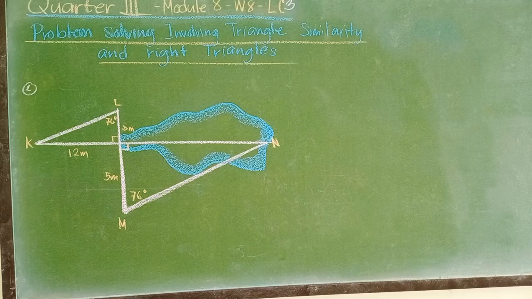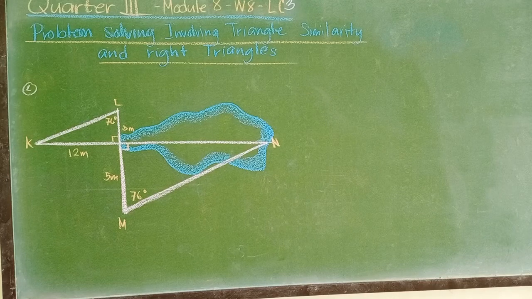Next, number 2, we have to find the length of a pond. The pond is the blue part. A surveyor took some measurements. She recorded them as shown in the figure. What is the length of the pond?